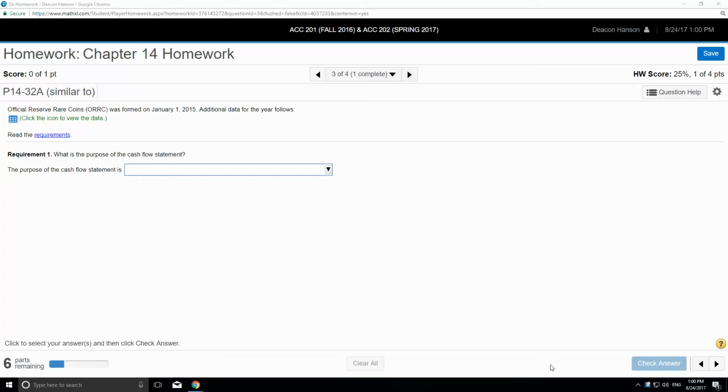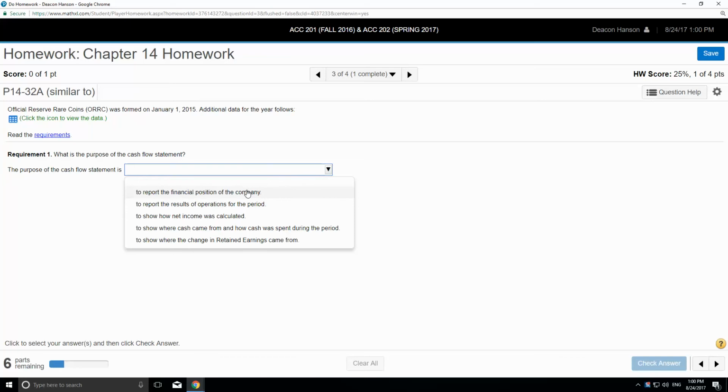Because it looks like we're going to have to do a couple things before we get to the statement of cash flow. Okay, so it says, what is the purpose of the statement of cash flow? The purpose of the statement of cash flow is, well, it's not to report financial position. What financial statement reports financial position? That would be your balance sheet, right? Then the statement that reports the results of operations is your income statement. And that income statement also shows how net income is calculated. So I'm kind of using a process of elimination here.